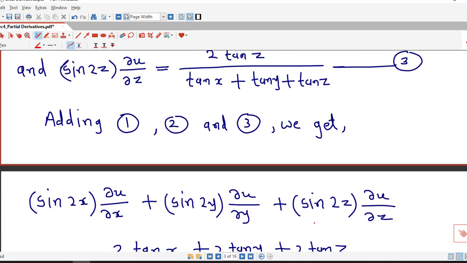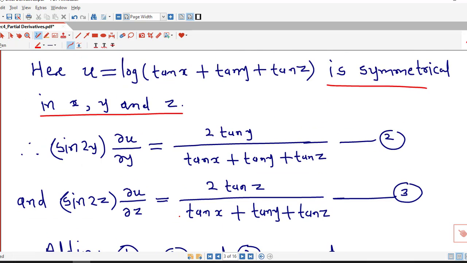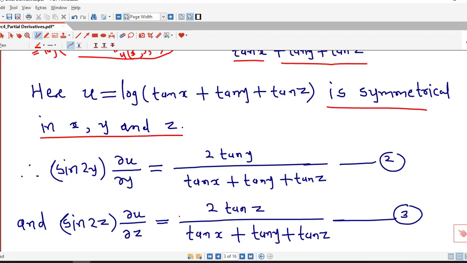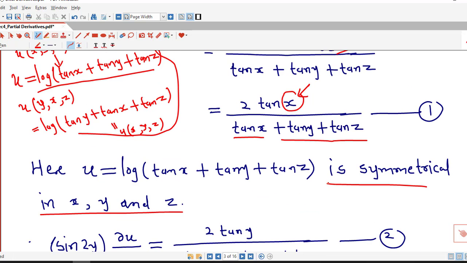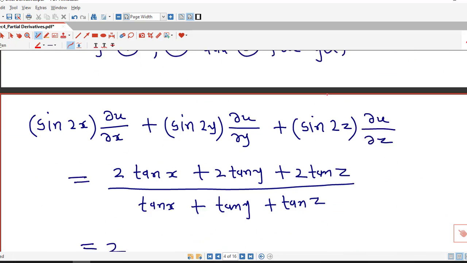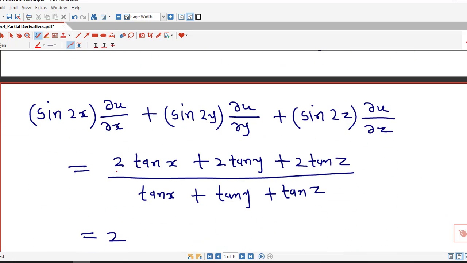So the left hand side is sin 2x del u by del x plus sin 2y del u by del y plus sin 2z del u by del z. And in the right hand side we can see 1 upon 10^x plus 10^y plus 10^z is common, and in the numerator we have 2 times 10^x plus 2 times 10^y plus 2 times 10^z. And if we take 2 common here, 10^x plus 10^y plus 10^z will cancel out, and we are having 2.